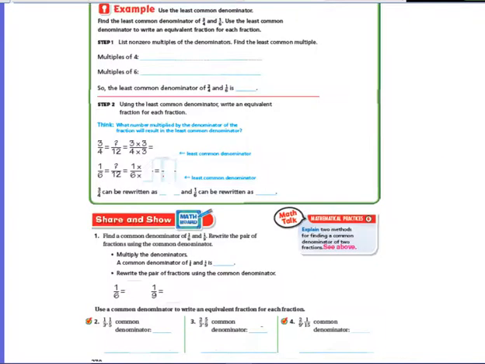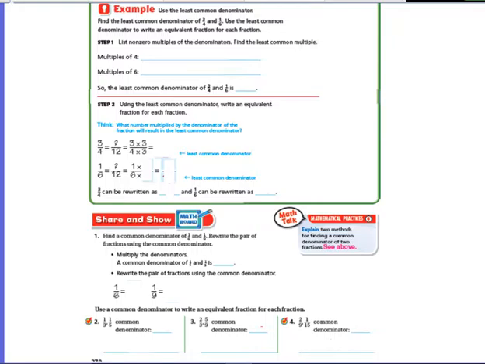Okay, let's move on. Alright, so use the least common denominator. Find the least common denominator for 3/4 and 1/6. Use the least common denominator to write an equivalent fraction for this.